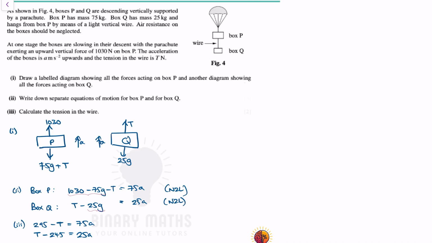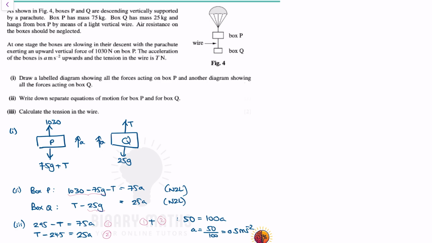If this is equation 1 and 2, one has negative T, one has T. So if I do 1 add 2, I'm going to get rid of T. When I do 1 add 2, all I'm left with is 50 is equal to 100a, which means a will be equal to 50 divided by 100, which is 0.5 meters per second squared.